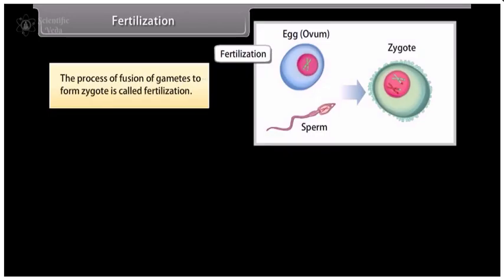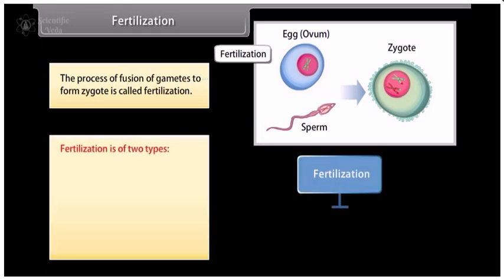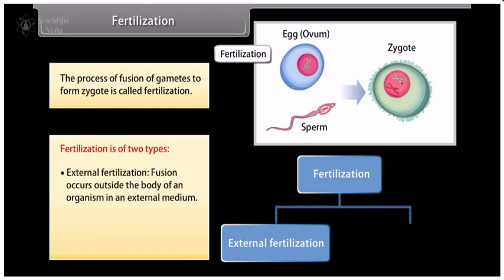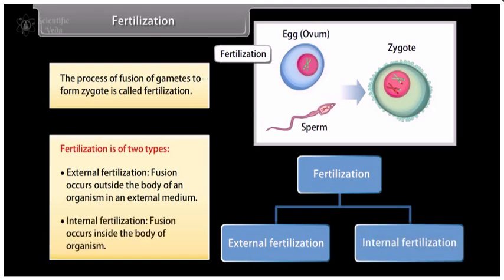Fertilization. The process of fusion of gametes to form zygote is called fertilization. Fertilization is of two types. External fertilization. Fusion occurs outside the body of an organism in an external medium. Internal fertilization. Fusion occurs inside the body of the organism.